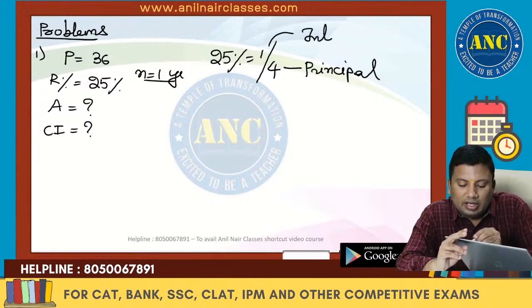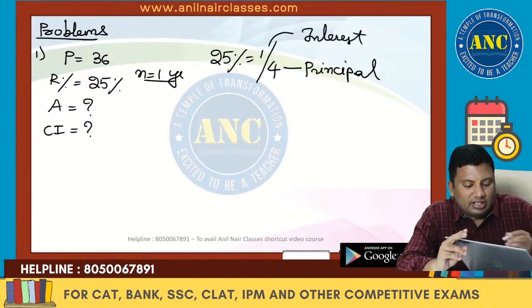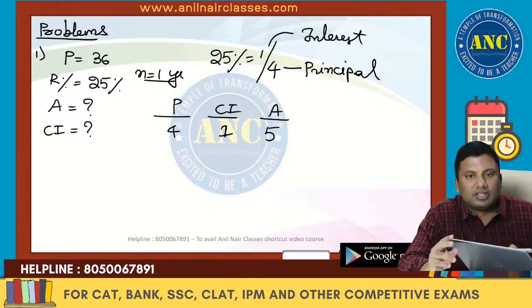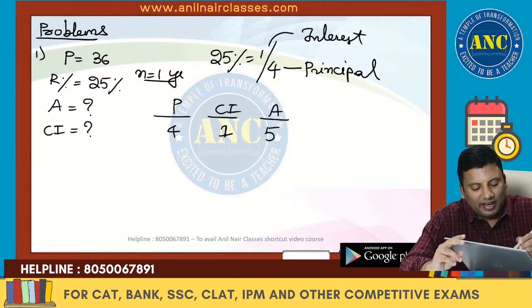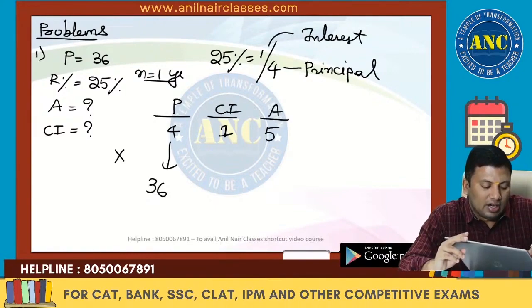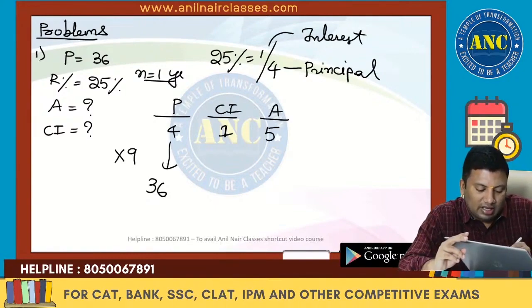Numerator is nothing but the interest, as we just discussed. So principal is 4, interest is nothing but 1. Amount is nothing but principal plus interest, 4 plus 1, 5. But according to the question, it is given as 36. 4 9s are 36, so all the values are multiplied by 9.